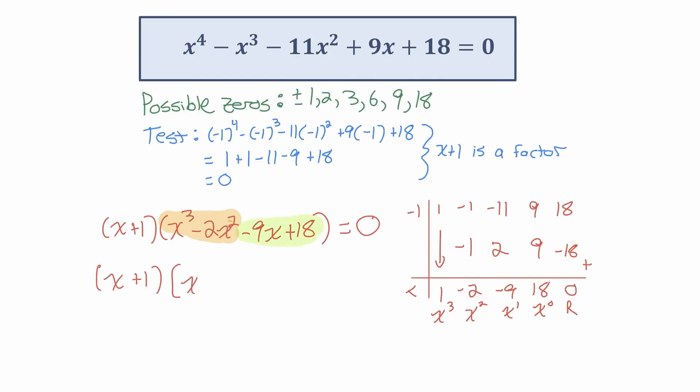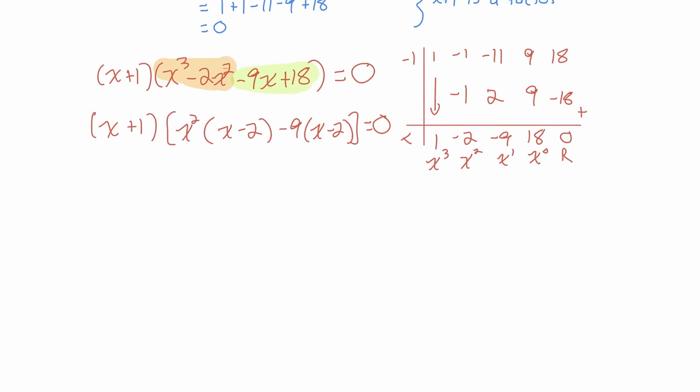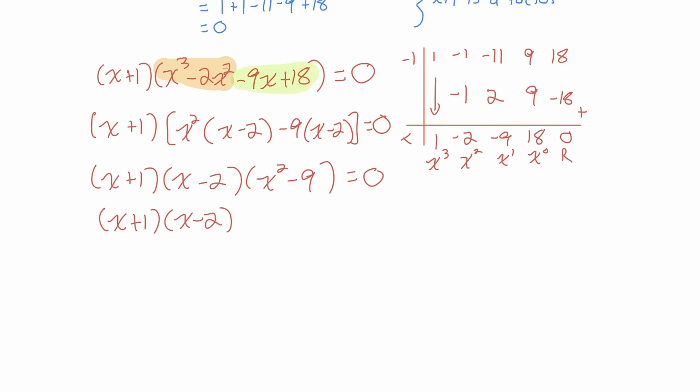I'll take out an x squared from the first two terms and have x minus 2. Take out a negative 9 from the last two terms and again have x minus 2. I have that common binomial of x minus 2. When I factor that out, I'm left with x squared minus 9. And that x squared minus 9 is a difference of squares. It's an x squared minus a 3 squared. So I can factor that to x minus 3 times x plus 3.